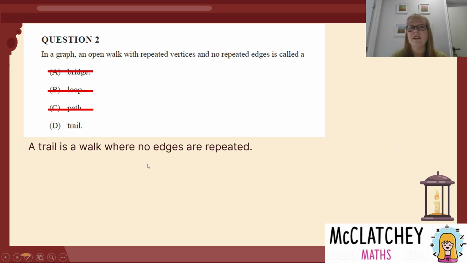And let's look at that trail definition. It's a walk where there's no edges repeated. So that's this one here. So that would be D, is the only possible option.